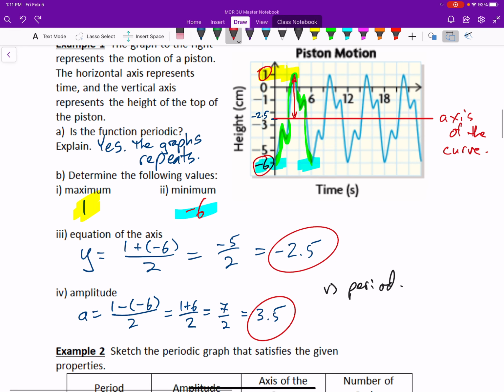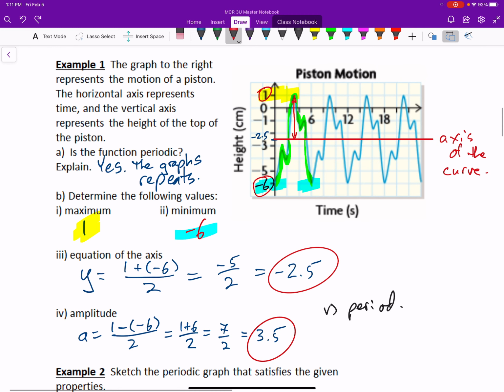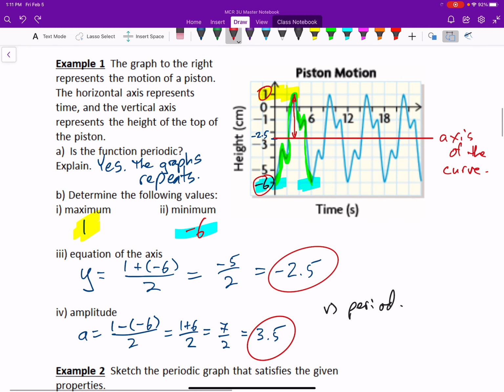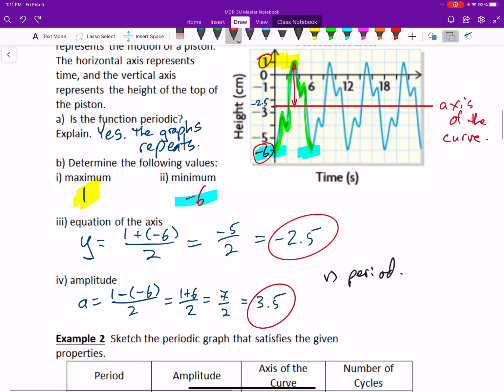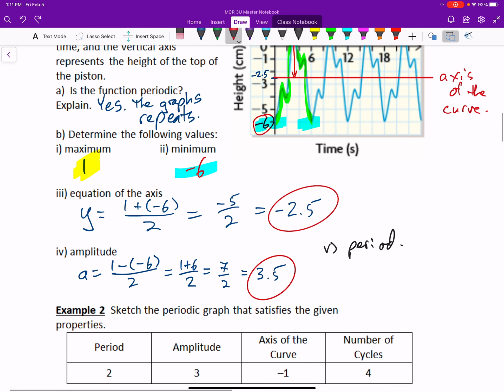Or I guess 6 seconds? It doesn't say what the units are in. Oh, yes it does. It says the time is given in seconds. So the period is 6 seconds.